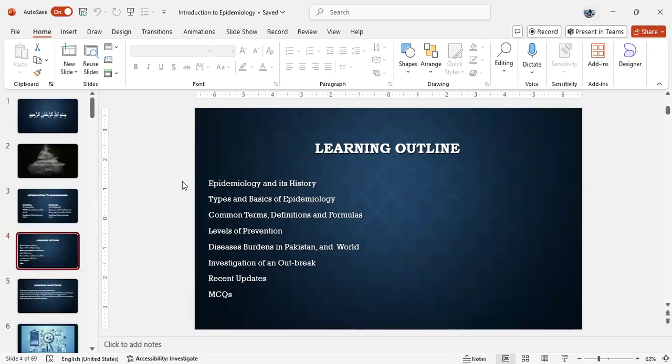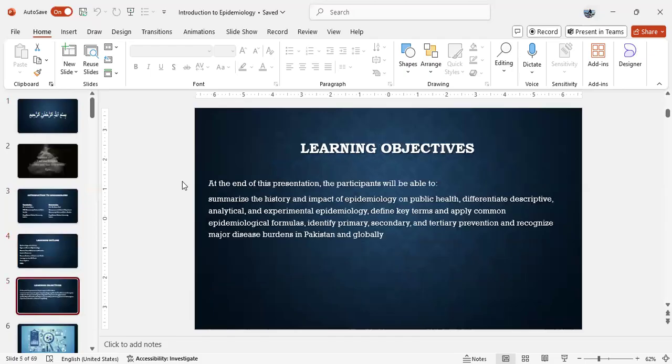Learning objectives. At the end of this presentation, the participants will be able to summarize the history and impact of epidemiology on public health, differentiate descriptive, analytic, and experimental epidemiology, define key terms and apply common epidemiological formulas, identify primary, secondary, and tertiary prevention, and recognize major disease burdens in Pakistan and the globe.